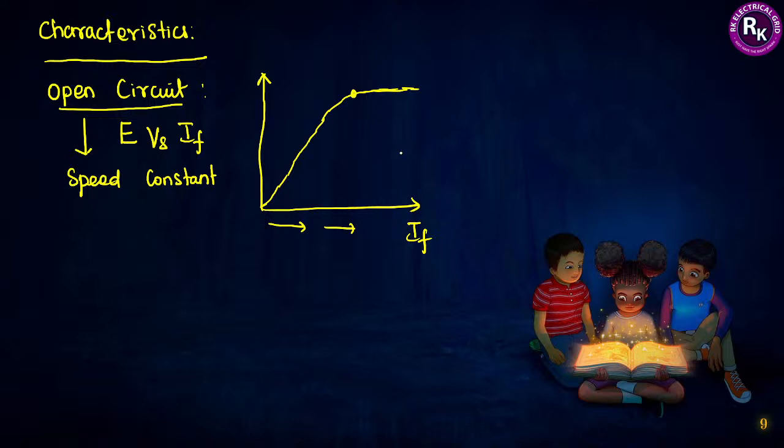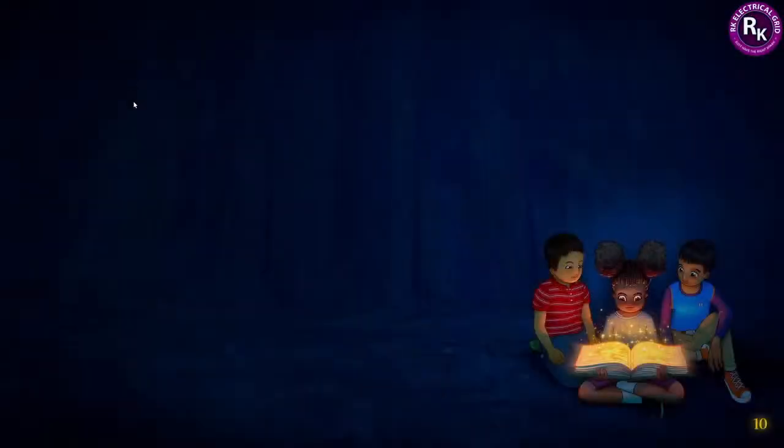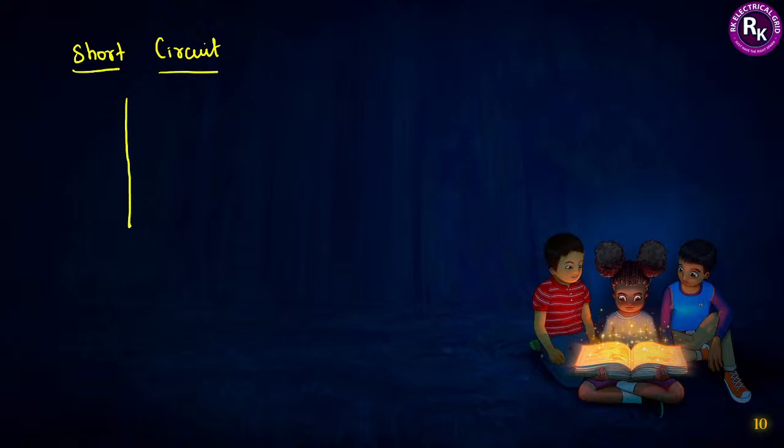Similarly, what will happen if I am talking about short circuit characteristics? Let me draw the short circuit characteristics of the alternator. The next one is short circuit characteristics. I am just quickly revising everything, not going into detail, just giving the points that are required in short. So this is short circuit current versus field current.